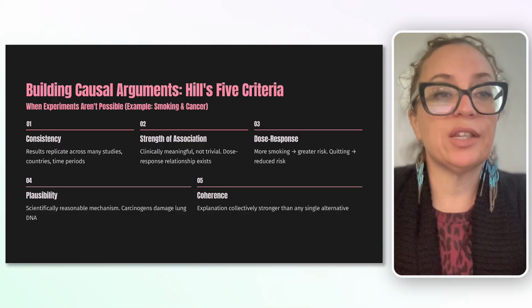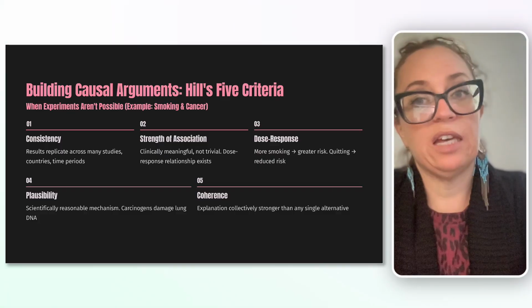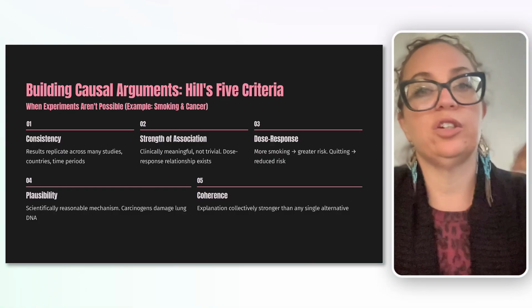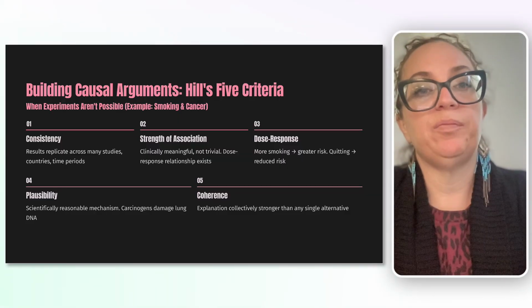4 is plausibility. Is there a scientifically reasonable mechanism for smoking? Yes. We know cigarette smoke contains carcinogens. We know those carcinogens are inhaled directly into the lungs. We know they damage DNA. The mechanism makes sense. 5 is coherence.